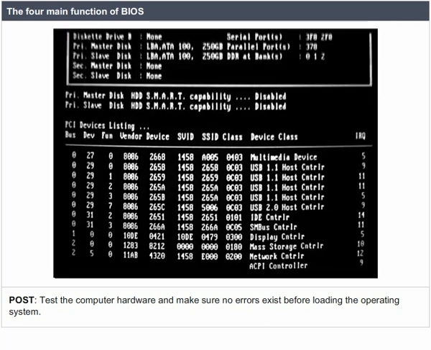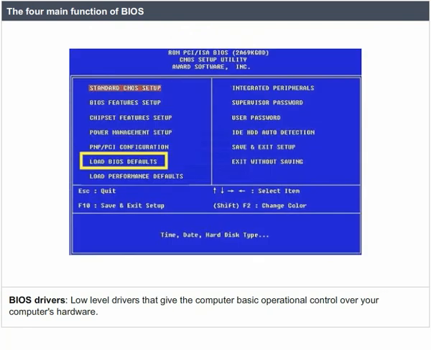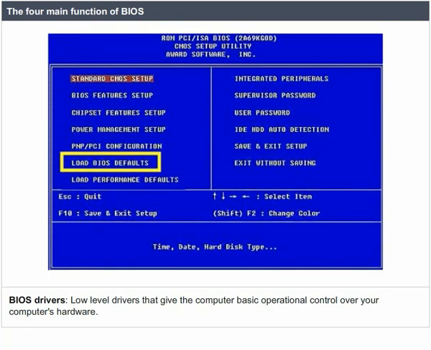The four main functions of BIOS. POST, P-O-S-T. Test the computer hardware and make sure that no errors exist before loading the operating system. Bootstrap Loader. Locate the operating system. If a capable operating system is located, the BIOS will pass control to it. BIOS Drivers. Low-level drivers that give the computer basic operational control over your computer's hardware.